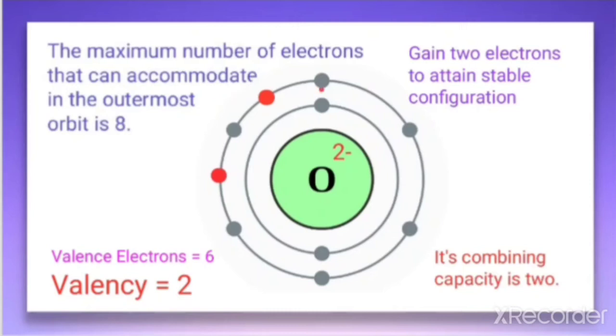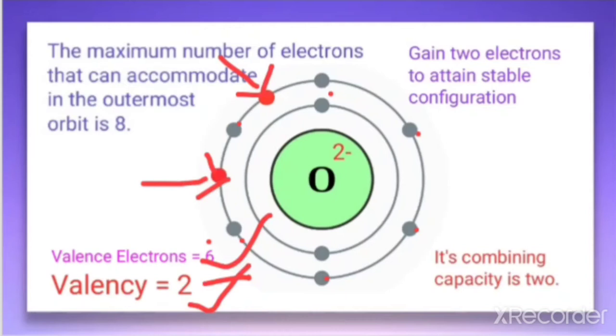As in this case, already 6 electrons are there. That is for the case of oxygen atom we are discussing here. So valence electron is 6, but these 2 electrons are the gained electrons. So valence electron is 6 and 2 electrons are gained. So valency is 2, valence electron is 6.